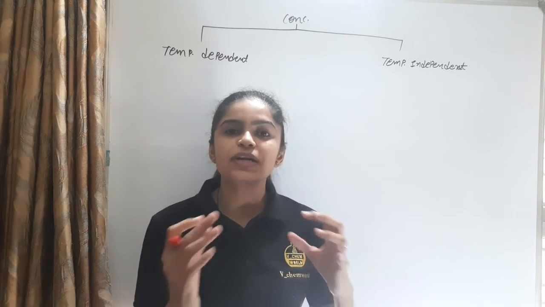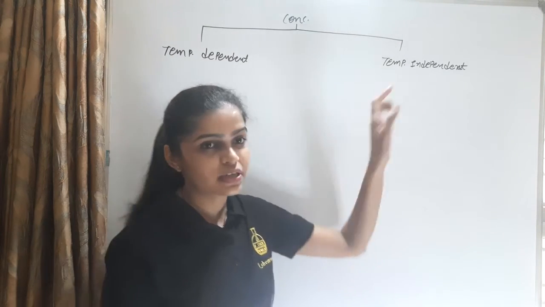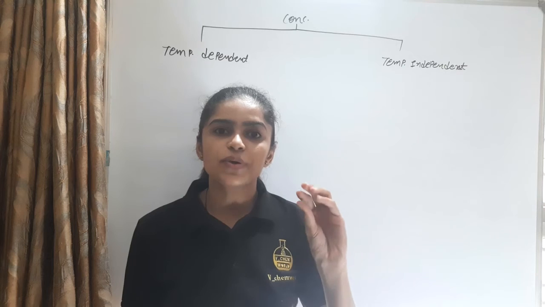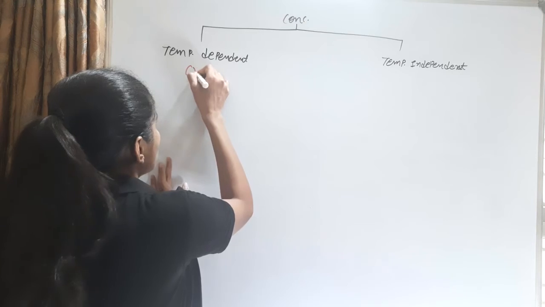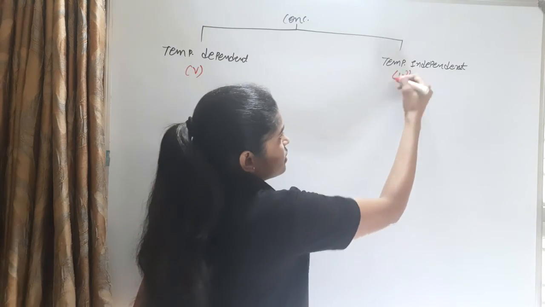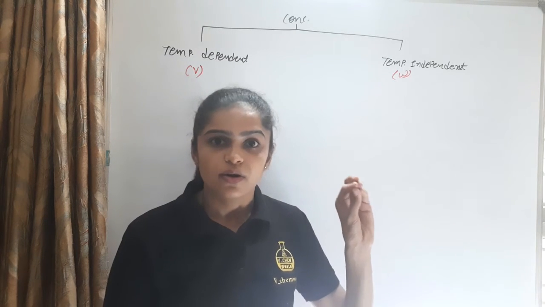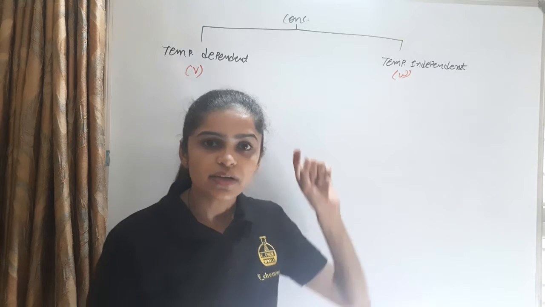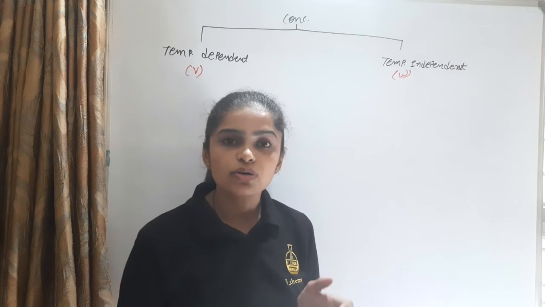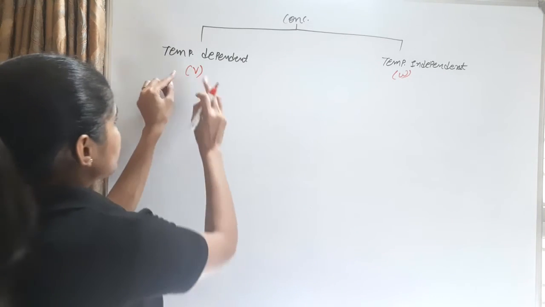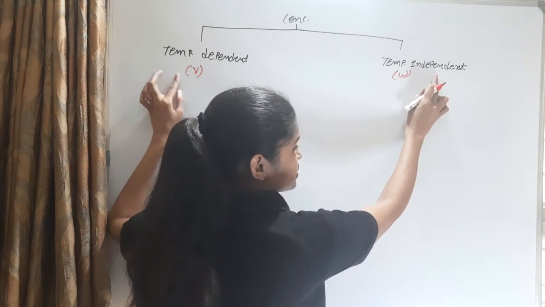Earlier we discussed the different terms of concentration. Concentration is divided into two parts, temperature dependent and temperature independent. In all concentration terms, we only talk about volume and weight. Volume is temperature dependent and weight is temperature independent, because when temperature increases, the volume of the substance increases, and when temperature decreases, its volume decreases. So for any concentration where volume is present, it is temperature dependent, and where only weight is present, it is temperature independent.